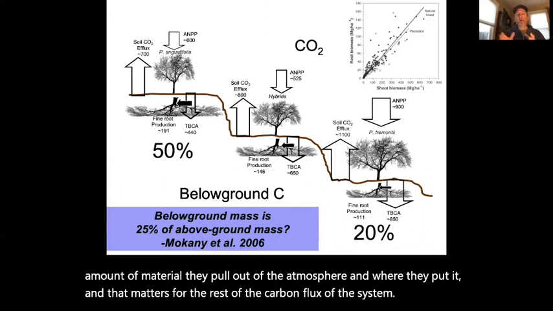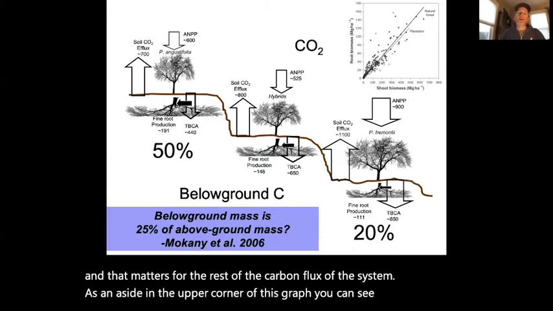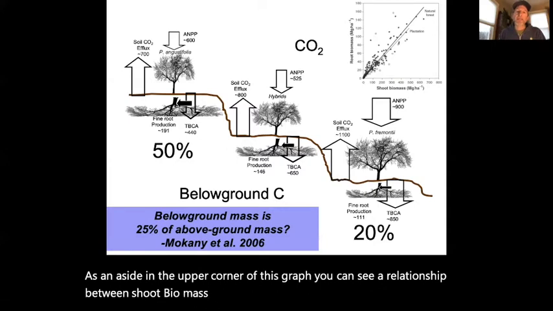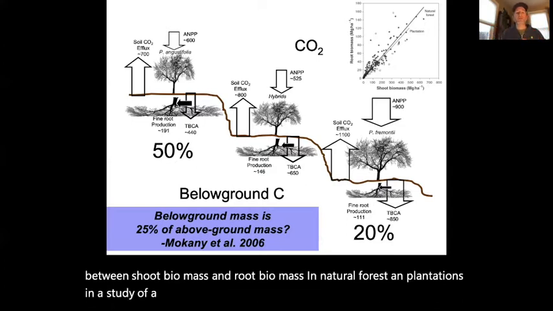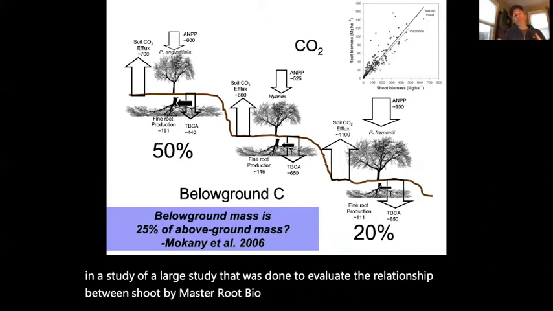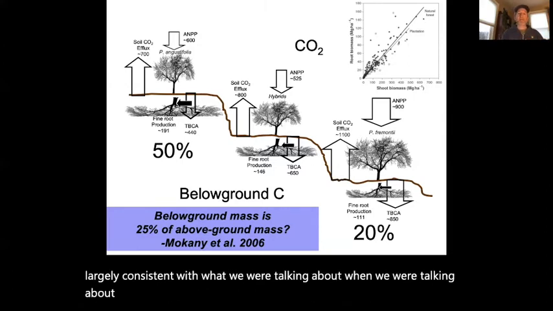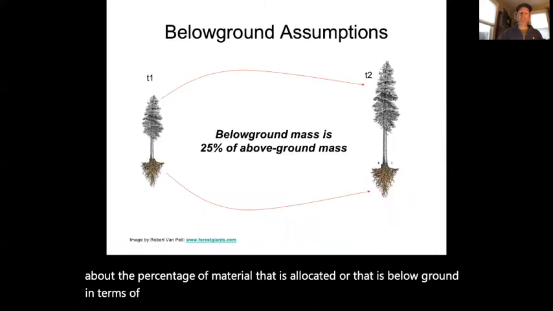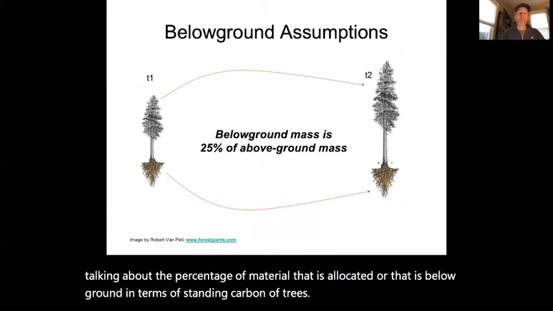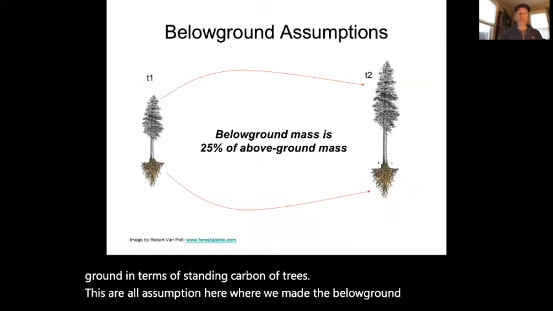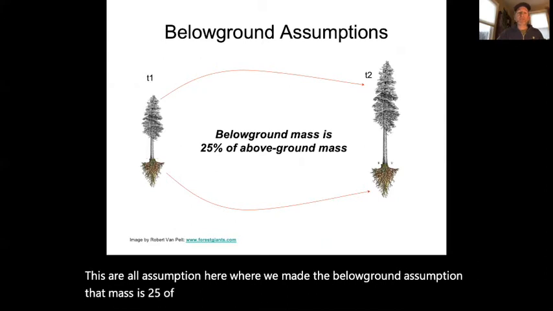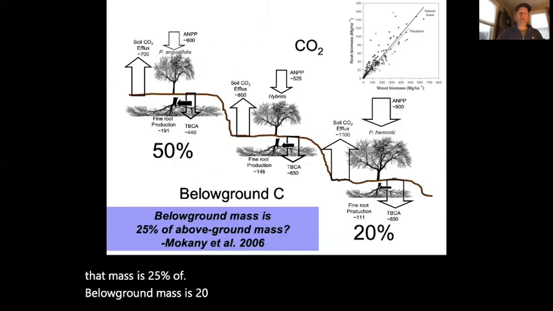As an aside, in the upper corner of this graph, you can see a relationship between shoot biomass and root biomass in natural forest and plantations, from a large study done to evaluate the relationship between shoot biomass and root biomass. This graph is largely consistent with what we were talking about regarding the percentage of material that is below ground in terms of standing carbon of trees. This is the old assumption, where we assumed that below ground mass is 25% of above ground mass.